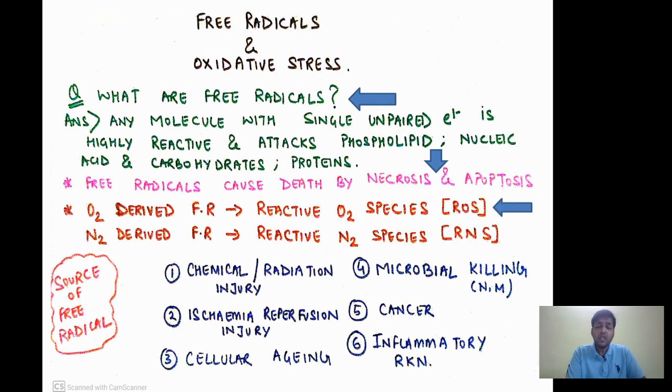Oxygen-derived free radicals are called reactive oxygen species, whereas nitrogen-derived free radicals are called reactive nitrogen species. Now what is the source of these free radicals? From where are they coming? There are many sources: chemical or radiation injury, ischemia-reperfusion injury, cellular aging, microbial killing, cancer, as well as inflammatory reaction. All these different kinds of cell injury can be a source of free radicals.